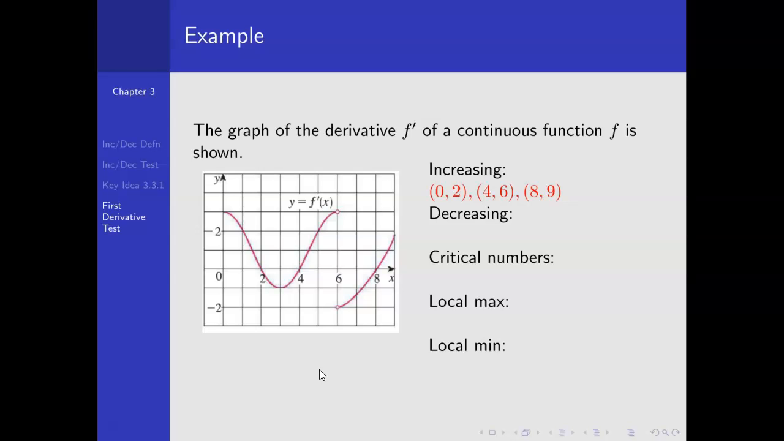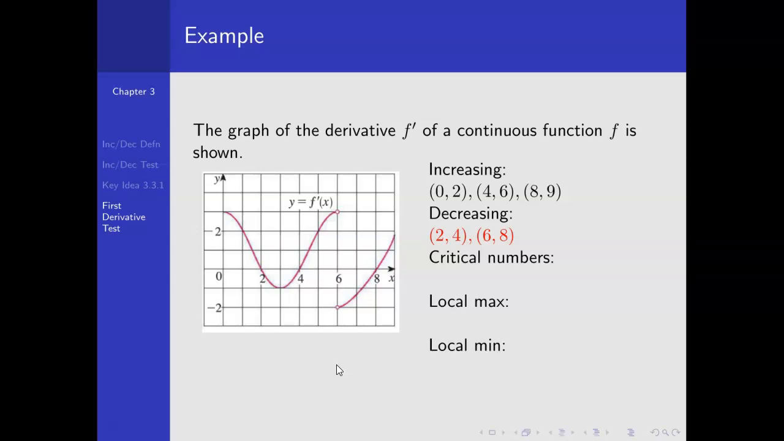The function f will be decreasing if the graph of the derivative is negative, if it's below the x-axis. So that's going to be between 2 and 4, and then from 6 to 8. So the intervals where f is decreasing are 2 to 4, and then 6 to 8.